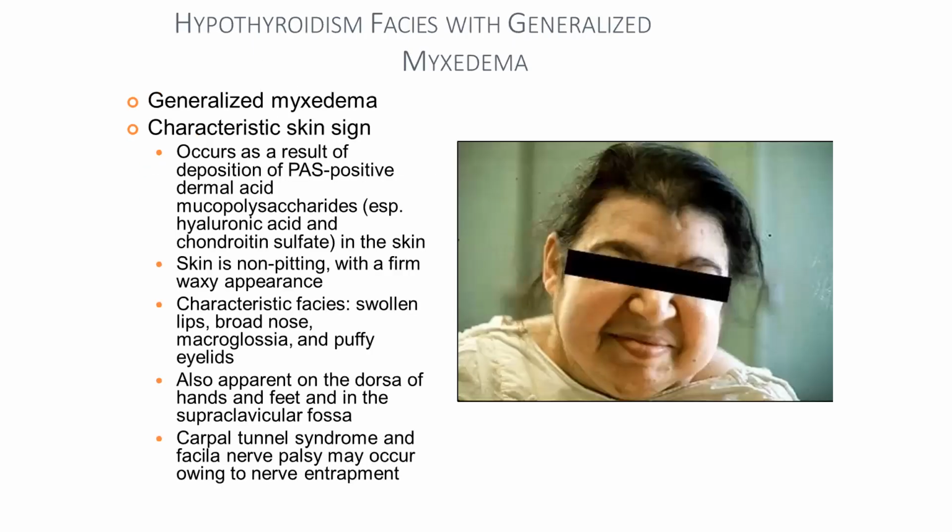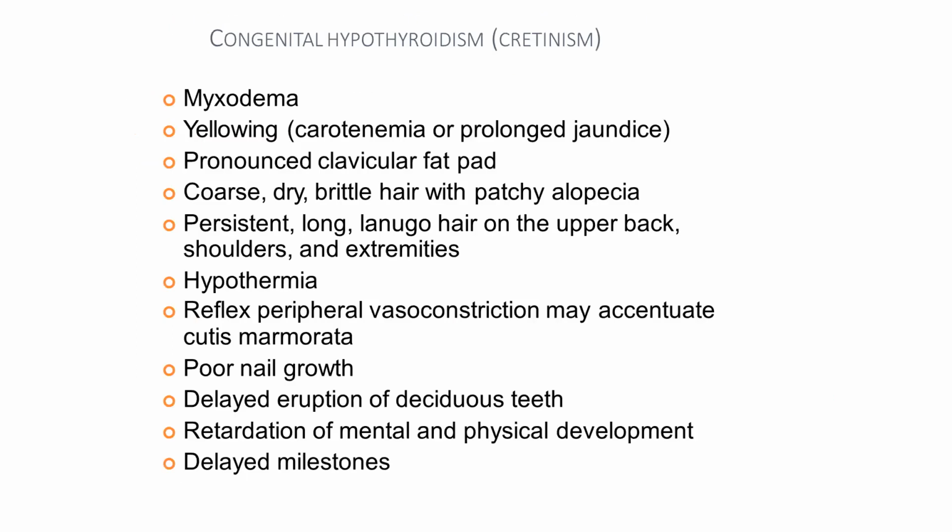Hypothyroid facies with generalized myxedema. Characteristic skin signs occur as a result of deposition of PAS-positive dermal acid mucopolysaccharides, especially hyaluronic acid and chondroitin sulfate, in the skin. Skin is non-pitting with a firm waxy appearance, swollen lips, broad nose, macroglossia, and puffy eyelids. This can also be seen on the dorsa of hands and feet. Carpal tunnel syndrome and facial nerve palsy may occur due to nerve entrapment.